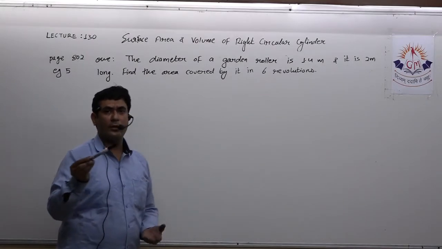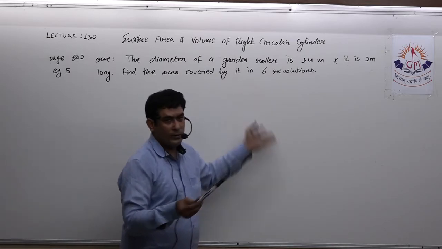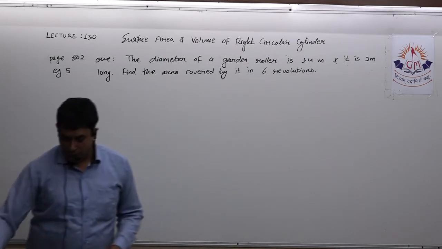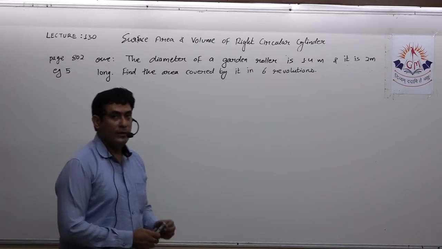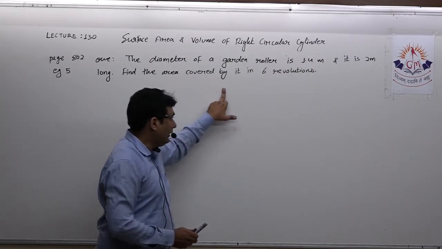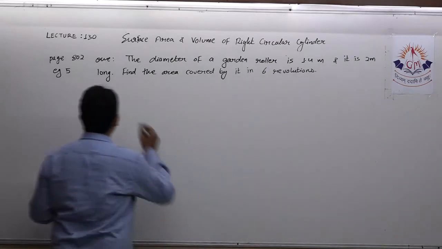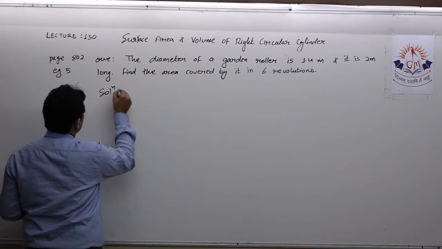For a while, suppose this is 100 meter square in one revolution. So in 6 revolutions, it will be 600. So the very first thing here we have to find is that the area covered by the roller in one revolution is equal to its curved surface area. So let us see its solution.